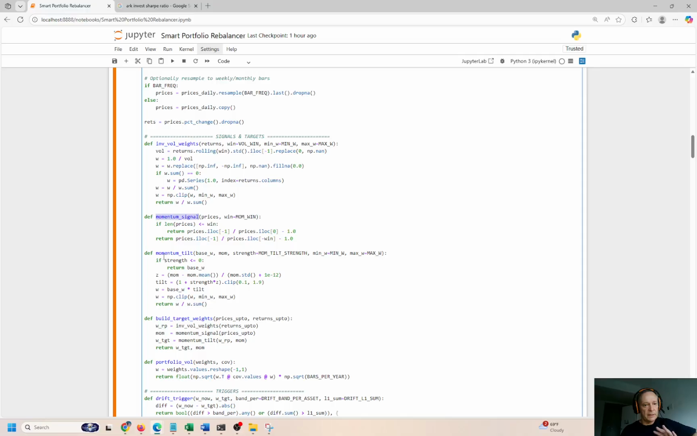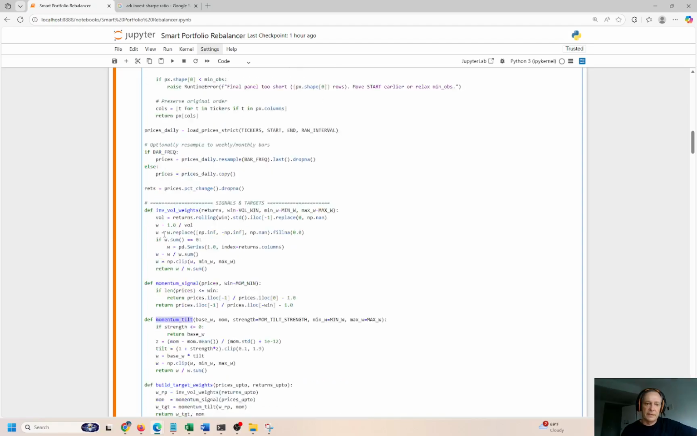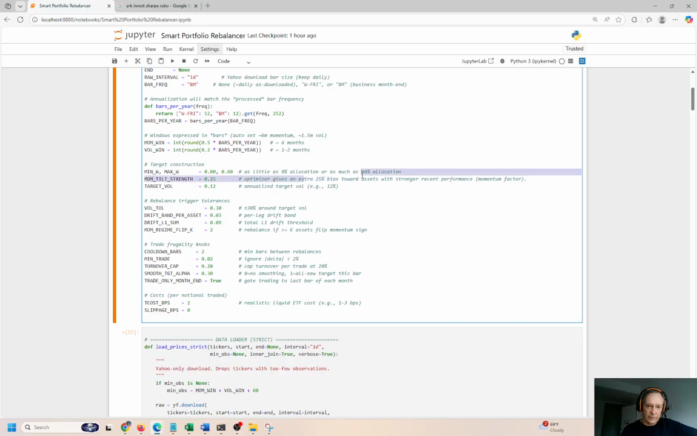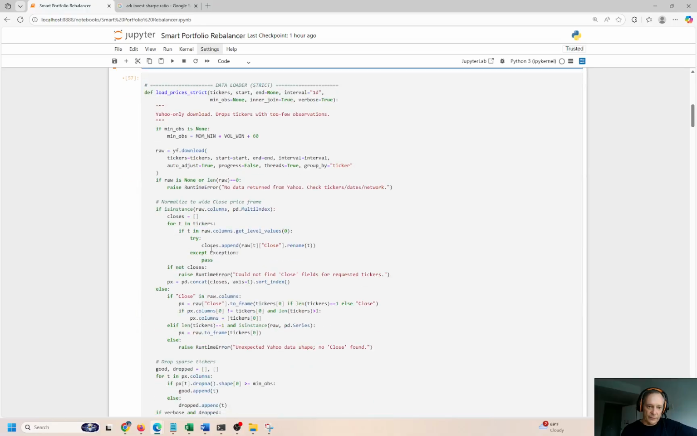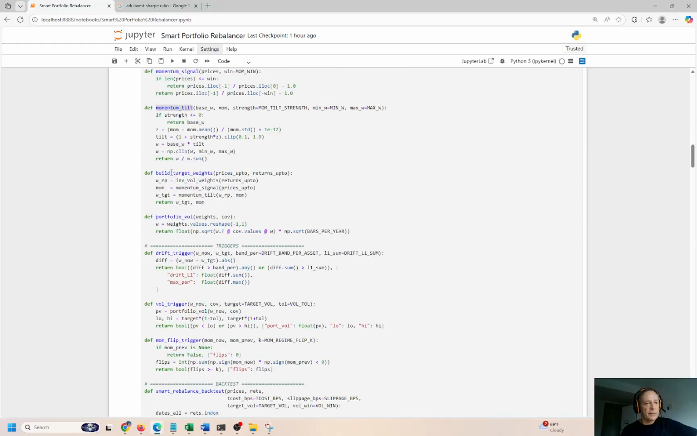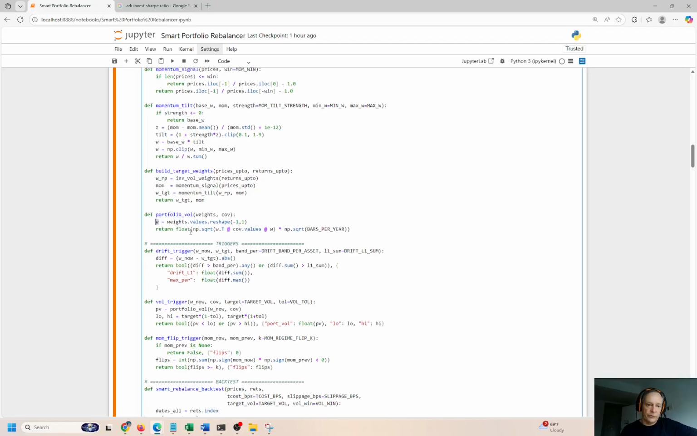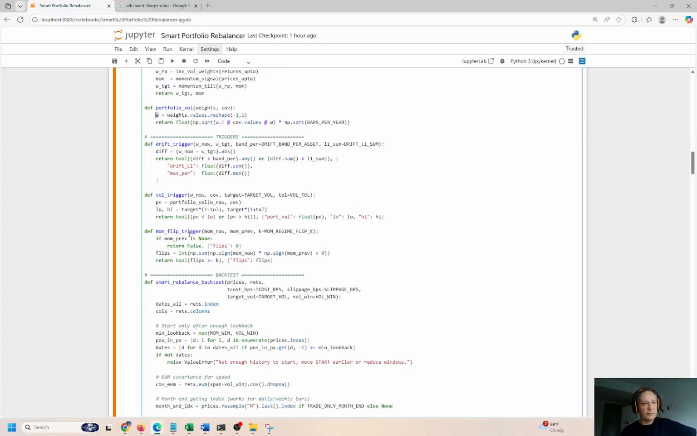So we're calculating the momentum signal right here, the momentum tilt. Remember, that is how much more that we're going to put into high performing assets. I think I set that to 25%. If I go back and look, yeah, 25%. So there can be an extra bias towards stronger performing stocks. Okay, so we're going to pick up on that. Build target weights. So this is momentum. These are the weights for the returns, weights for the target. Okay, then we define the portfolio volume. Again, we're looking at weights and returns. So we're picking up all the weights, all the volumes, all the momentum.